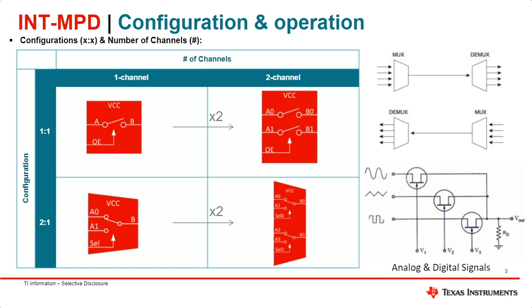Our multiplexers are also bidirectional, which means they can demux, so an input can also be an output. You can have an input on A and output on B, and also an input on B and output on A. Since our multiplexers are analog multiplexers, they are capable of sending an analog signal as well as a digital signal.